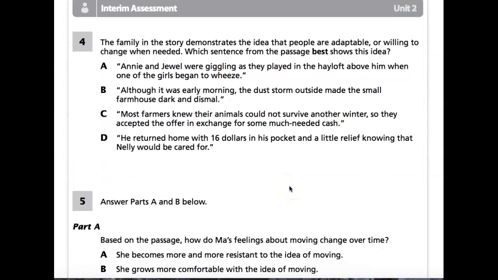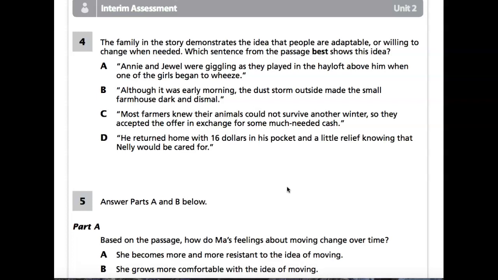All right, 4. The family in the story demonstrates the idea that people are adaptable. Adaptable means changeable, that they can change. All right, there you go, or willing to change when needed. Which sentence from the passage best shows this idea?